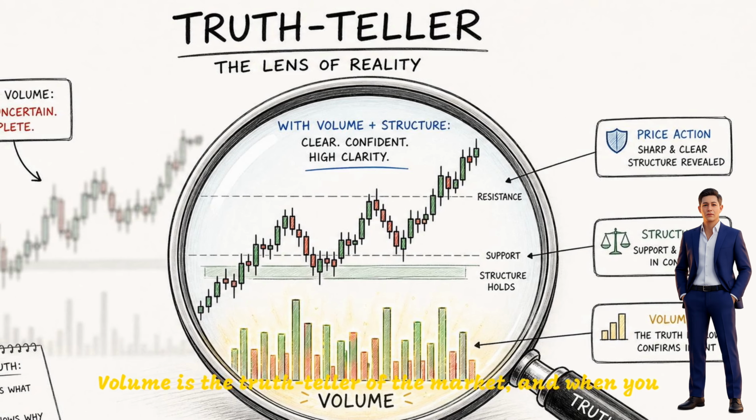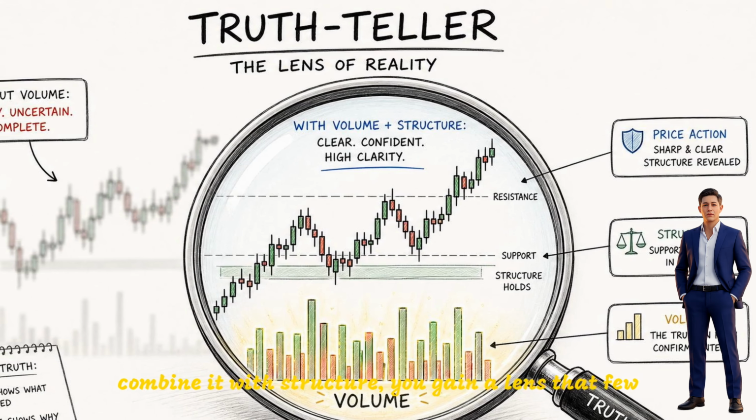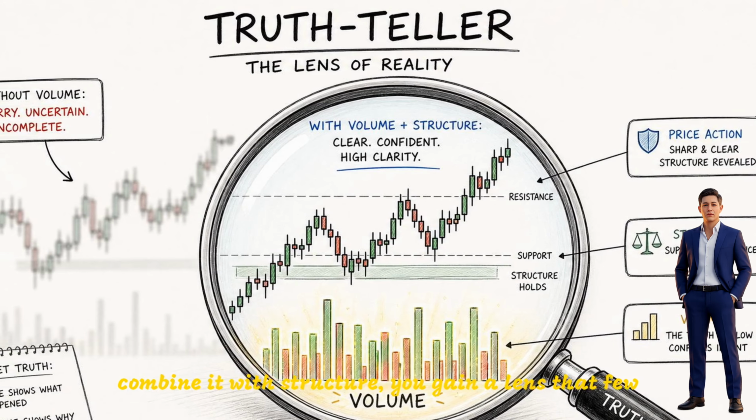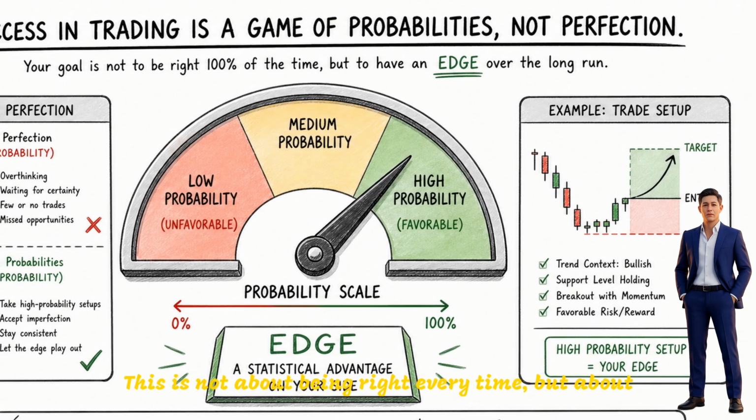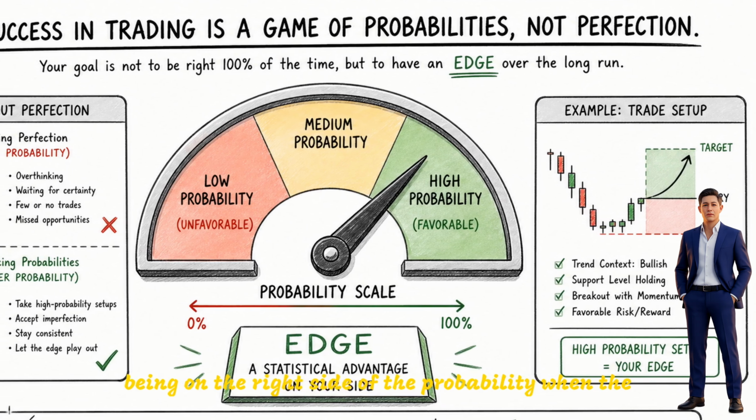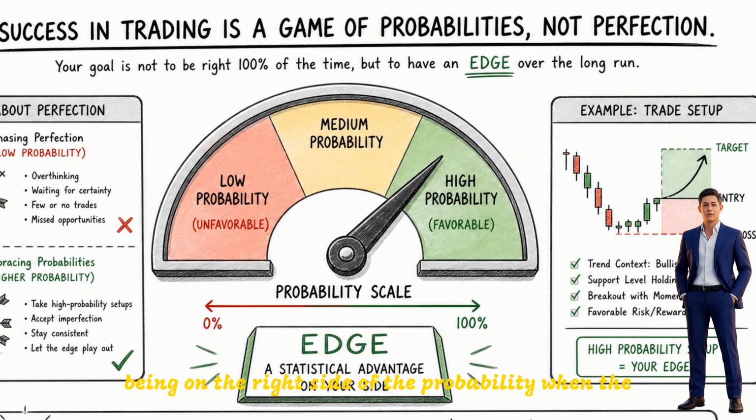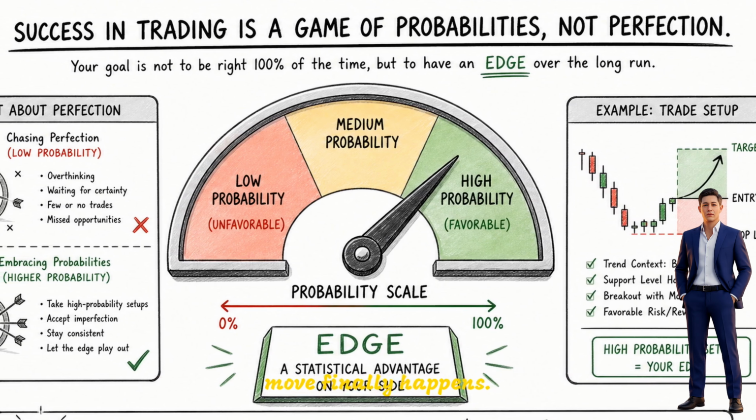Volume is the truth teller of the market, and when you combine it with structure, you gain a lens that few retail traders possess. This is not about being right every time, but about being on the right side of the probability when the move finally happens.